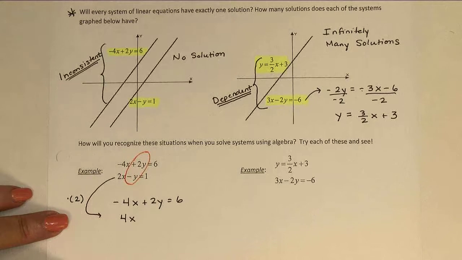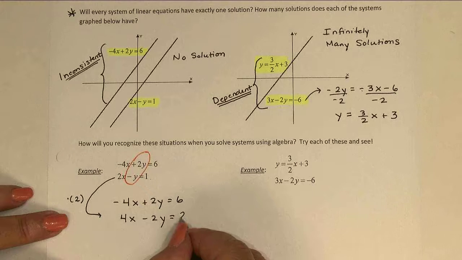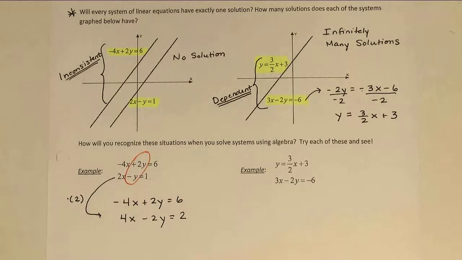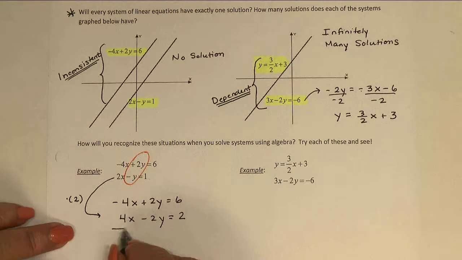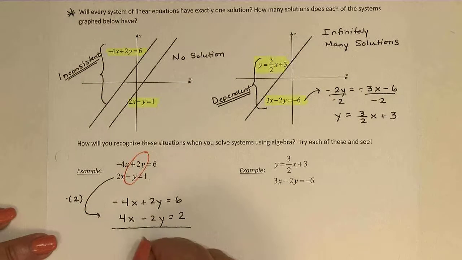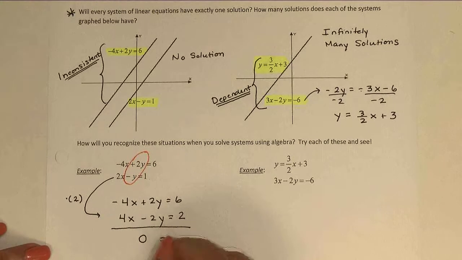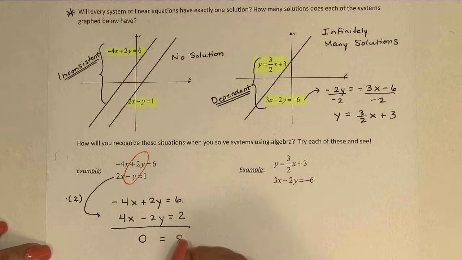That's going to give me 4x minus 2y equals 2. What happens when I try to add or combine these equations is that not only do the y's add up to 0 like we planned, but the x's add up to 0 as well. So the whole left side of the equation adds up to 0. The right side adds up to 8.